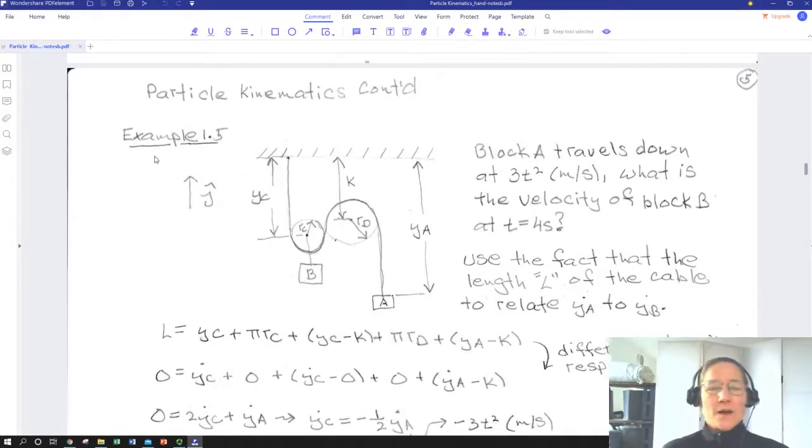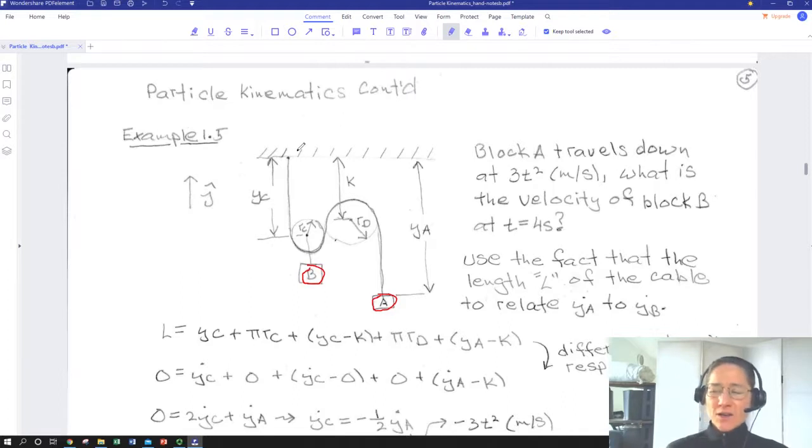Okay, so we're going to look at this example of a couple of masses. In this case, we've got our mass A hanging by a cable, which comes up over a pulley, and then it goes down underneath another pulley, and then it fastens to the ceiling here. And we've got another mass B that is hanging from the center of this pulley.